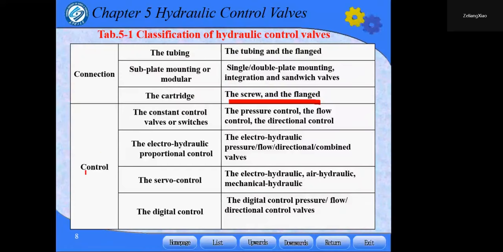If we classify by the control style, we can get the following categories: the constant control valve or switch, with the pressure control, the flow control, and the directional control, all can be constant control valves. And the electric hydraulic proportional control, also it can be electric hydraulic pressure, flow, directional, and combined valves. Lastly, the digital control, also the pressure, flow and directional control valves.